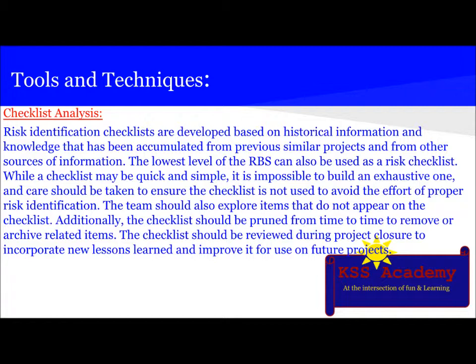The team should also explore items that do not appear on the checklist. Additionally, the checklist should be pruned from time to time to remove or archive related items. The checklist should be reviewed during the project closure to incorporate new lessons learned and improve it for use on future projects.